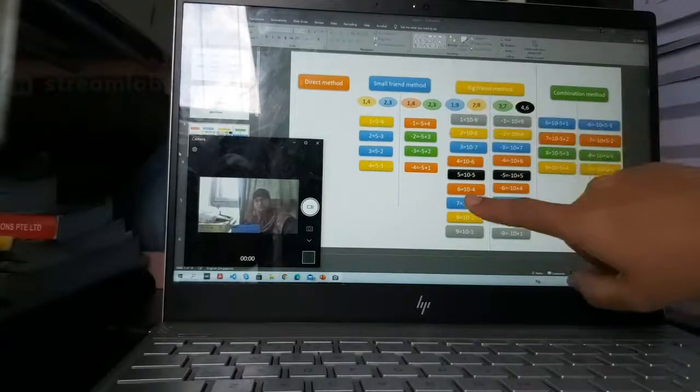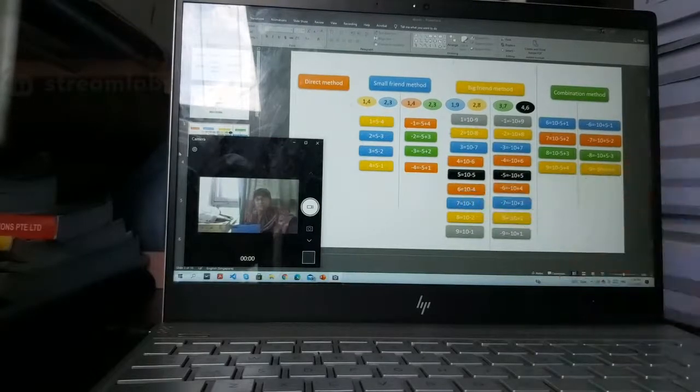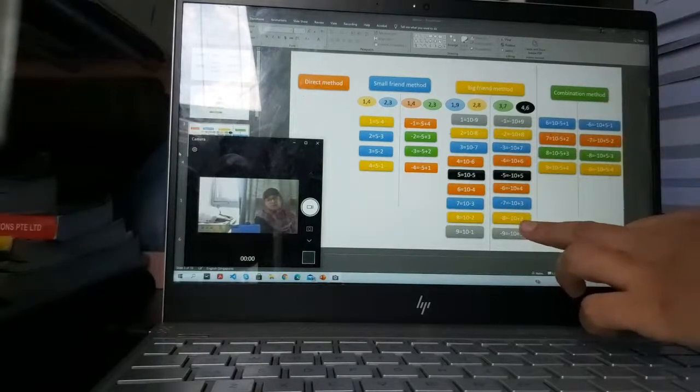Whenever you want to add any beads, suppose you want to add 6 beads, the first step is common to all the numbers: add 10, and then subtract the complement of that number. Similarly we have subtraction. Whenever you want to subtract numbers, the first step is you need to subtract 10.